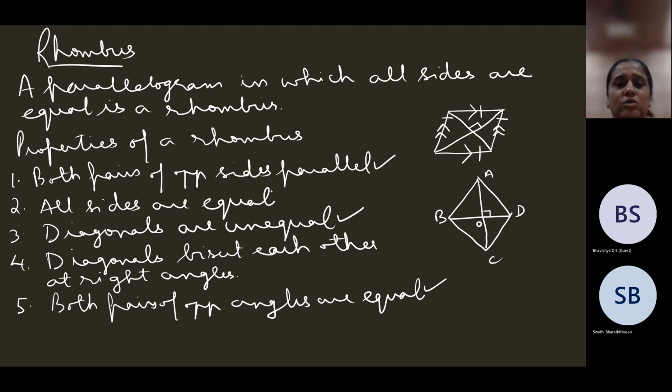This is particular to rhombus. All sides are equal. Diagonals bisect each other at right angles. There, in a parallelogram, the diagonals only bisect each other. Here they bisect at right angles. They also meet at right angles.